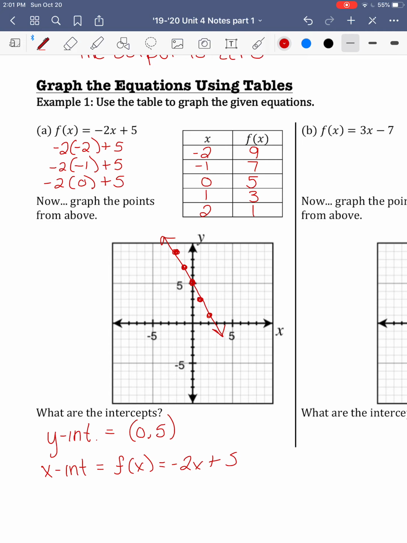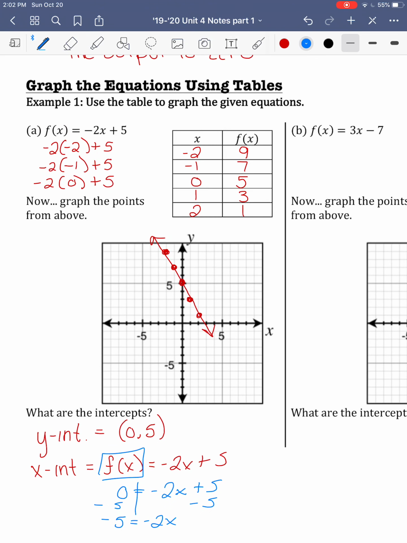I'm just going to show all my work here. I'm going to take out f of x and replace it with 0. Then I'll go ahead and solve. I'll subtract 5, and that gives me -5. Then I'll divide by -2, and that gives me positive 2.5. So that would be my x-intercept. Or rather, it would be 2.5 comma 0. And so that's also considered my zero.